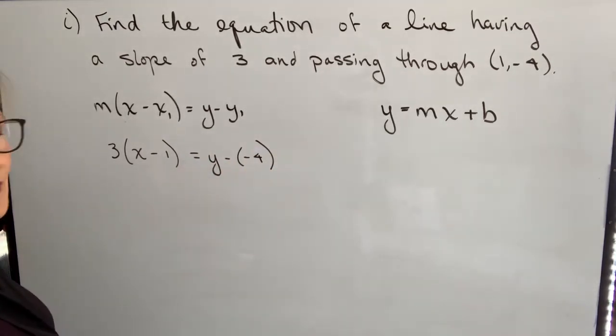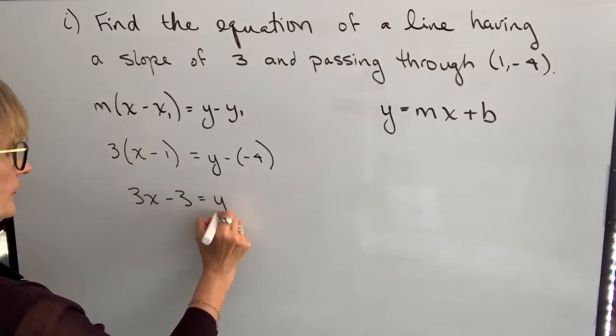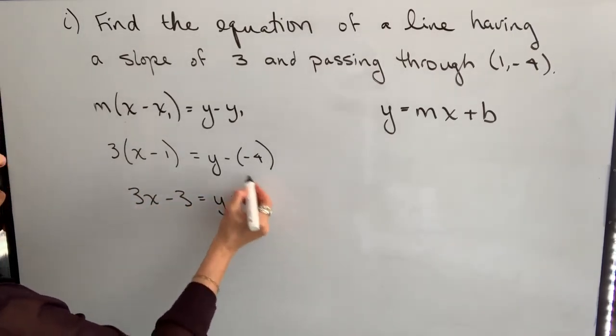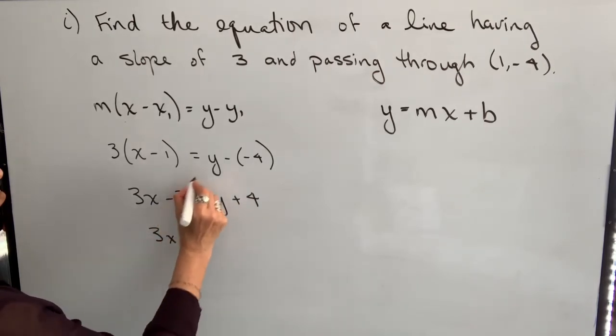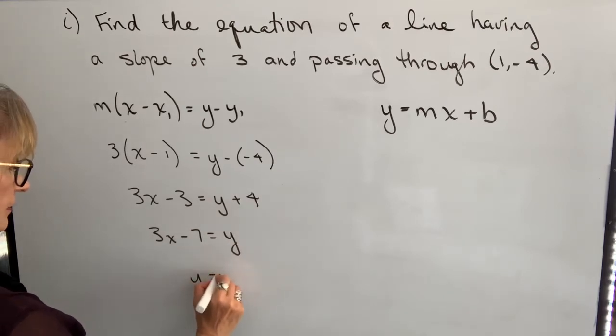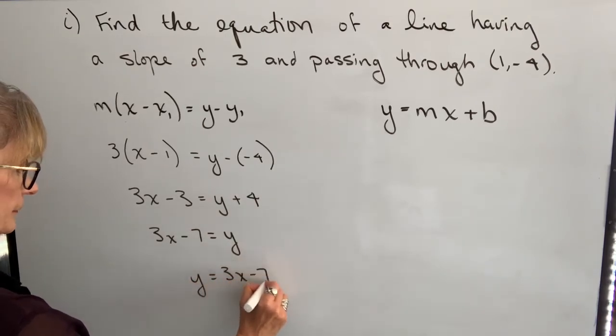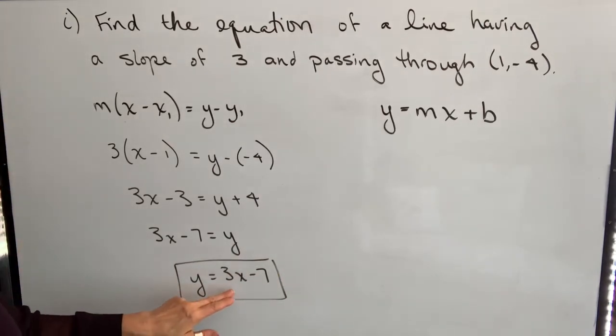And then I simplify. Distribute the 3. I'm going to subtract a 4 from both sides. So -3 minus 4 will be -7. And I can turn it around and write it in this order if you prefer. So the equation of that line is y equals 3x minus 7.